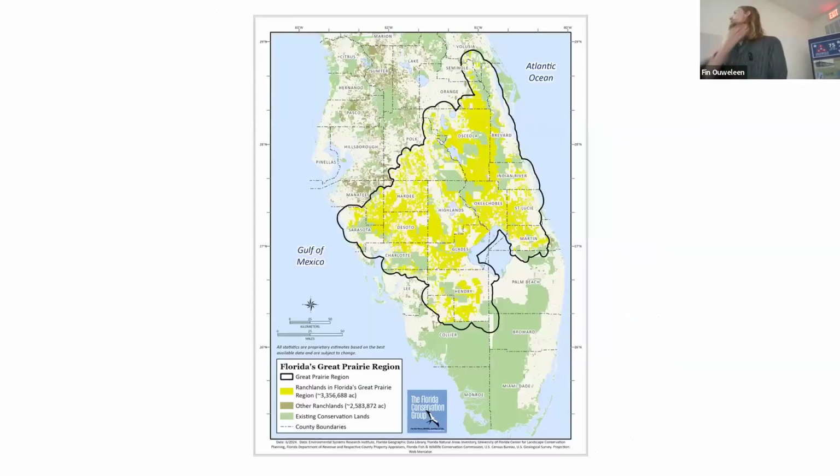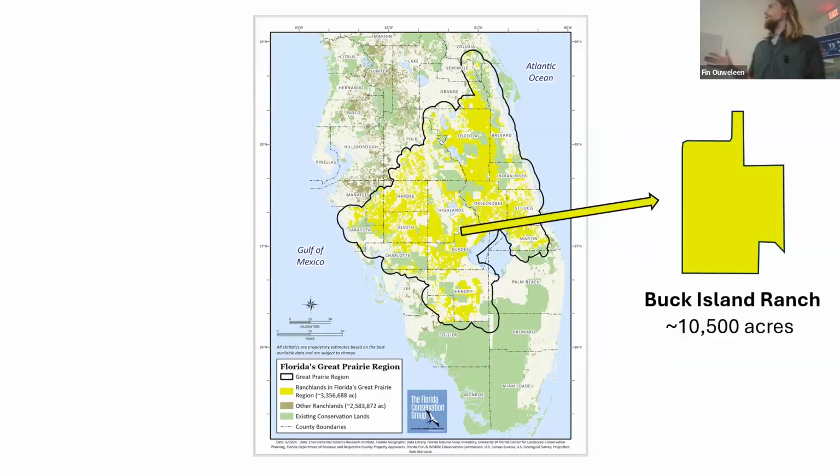So I mentioned ranchland. In South Central Florida, ranchland makes up a huge chunk of the wildlife corridor and just the landscape in general. So here inside this black polygon, the yellow color, that's all ranchland. And then outside the black polygon, that light brown is also ranchland. So it's a huge percentage of the landscape here. We are fortunate and uniquely positioned to answer questions about how ranchlands contribute to biodiversity and function in wildlife corridors because we have access to Buck Island, which is our 10,500 acre working cattle ranch.